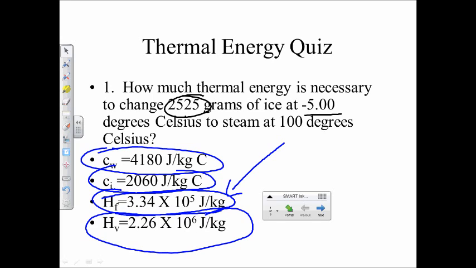So again, we've got the specific heat of water right here, specific heat of ice, the heat of fusion, the amount of heat it takes to turn solid to liquid, and then we've got the heat of vaporization, which is the amount of heat it takes to turn liquid to gas. With that being said, let me flip over so I have a written copy of this.